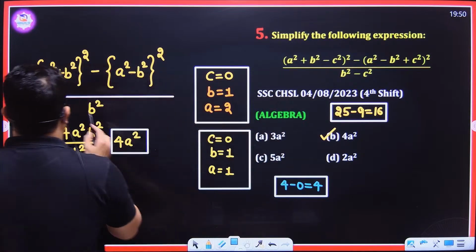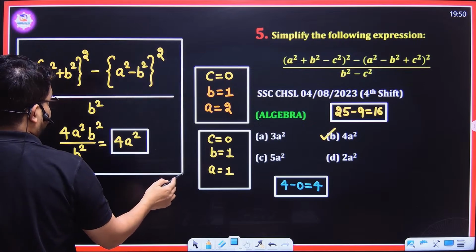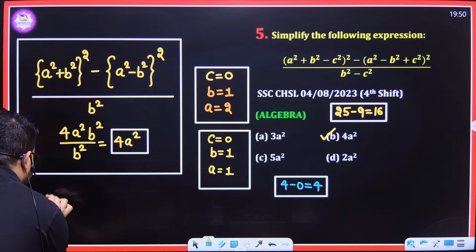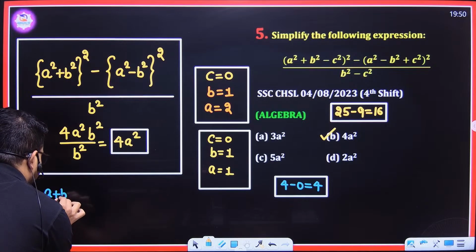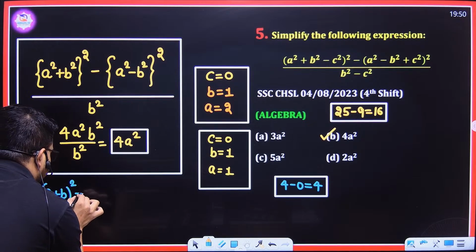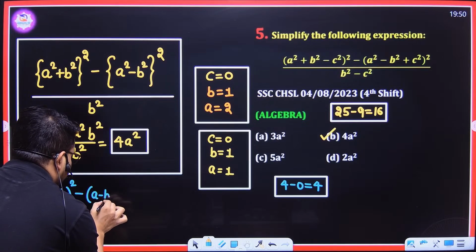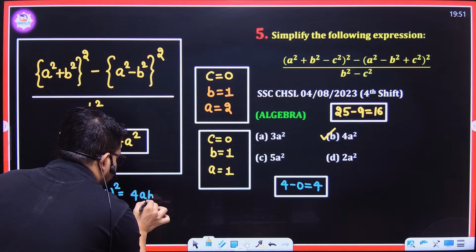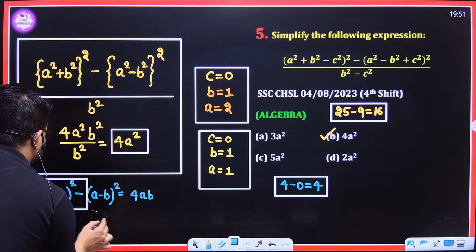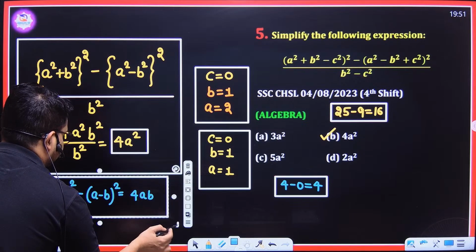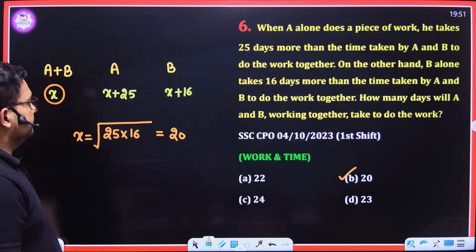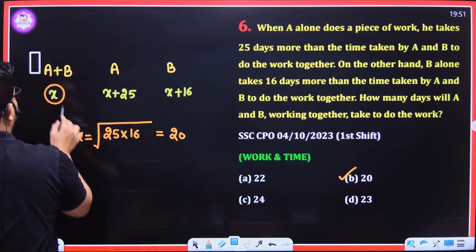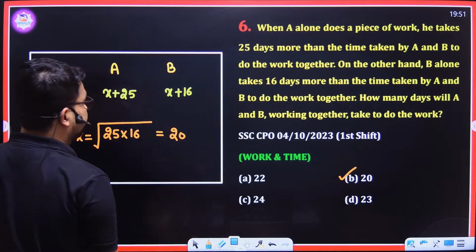And this is the basic behind this question. As in algebra, I will teach you that a plus b whole square minus a minus b whole square is equal to 4 times ab. This is the identity that we will study in detail in our algebra chapter. So this one is the trick, and we will do the basics of this trick in our chapter itself.